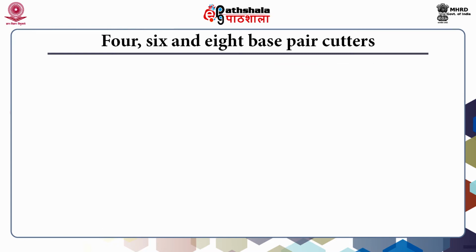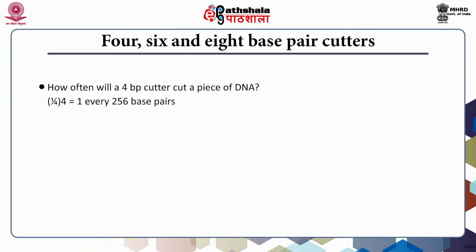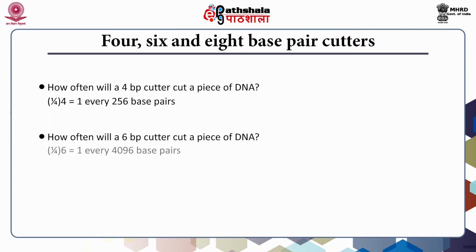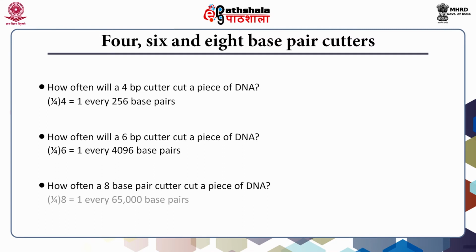4, 6 and 8 base pair cutters. How often will a 4 base pair cutter cut a piece of DNA? The answer is 1 every 256 base pairs. How often will a 6 base pair cutter cut a piece of DNA? It is 1 in every 4096 base pairs. How often will an 8 base pair cutter cut a piece of DNA? It is 1 in every 65,000 base pairs.